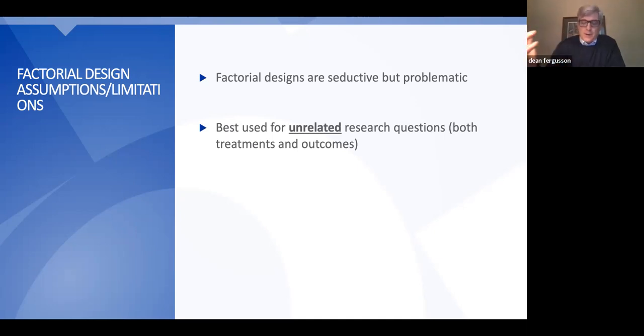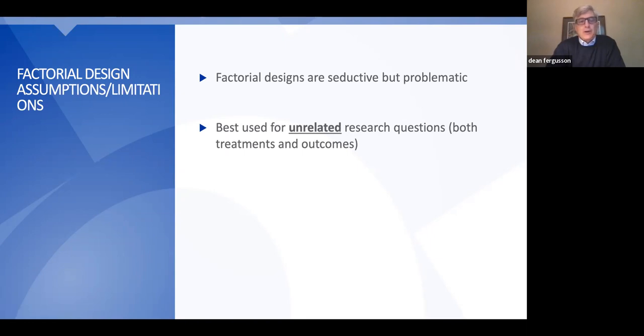In this case, it was IV iron versus placebo. You may not find an effect because there is interaction, and same with the tranexamic acid versus placebo. So they're best used for completely unrelated research questions, and so there are no interactions between treatments and outcomes.